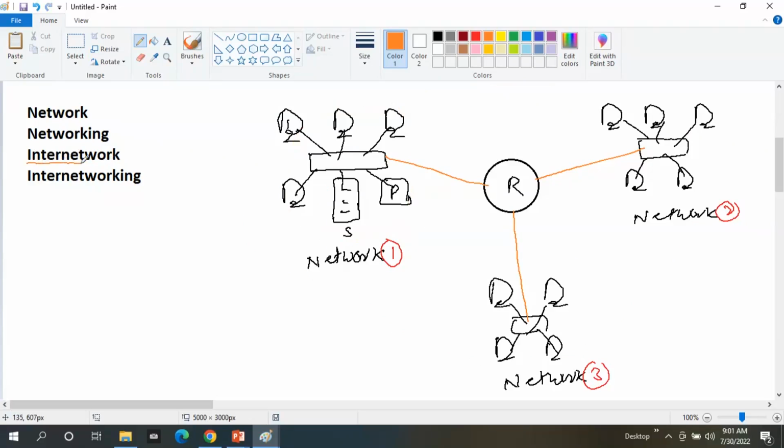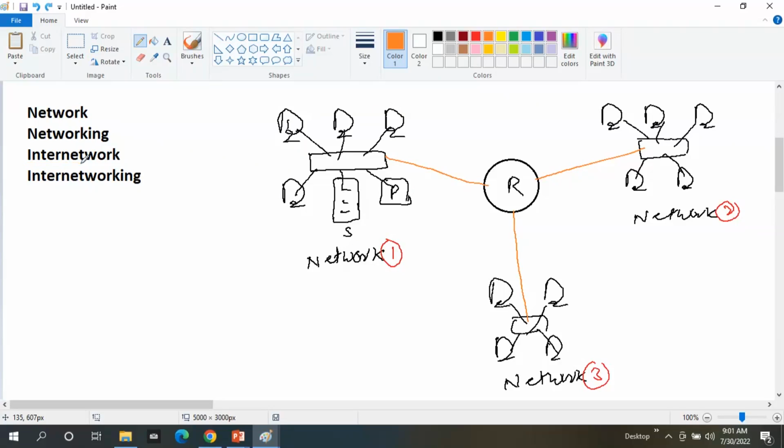Generally, people call it the internet. The actual terminology, the actual word, is internetwork. In short form, we call it the internet. Internet means a number of networks are connected. Millions of networks, masses of networks are connected actually. That is what we call an internetwork. In short form, we call it the internet.